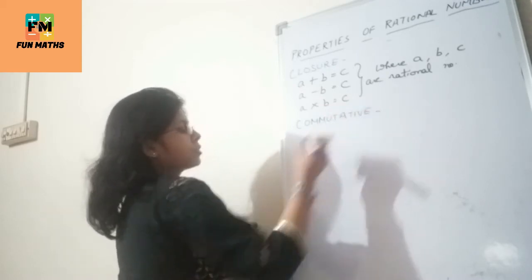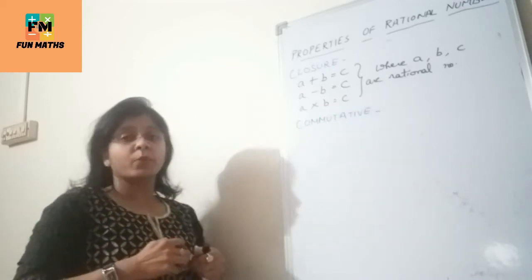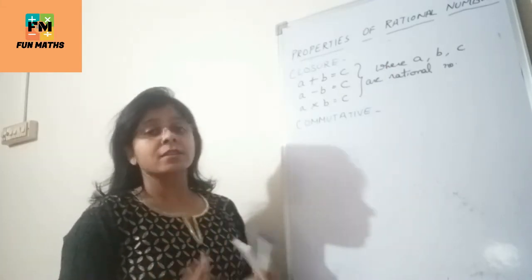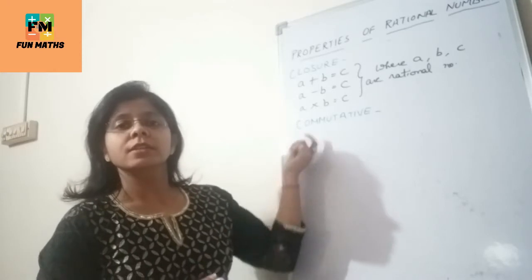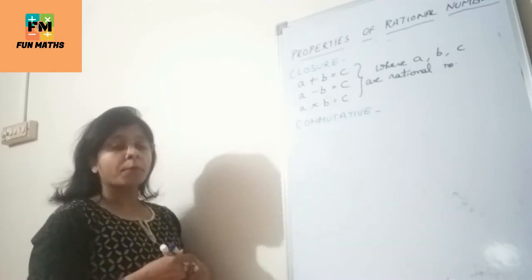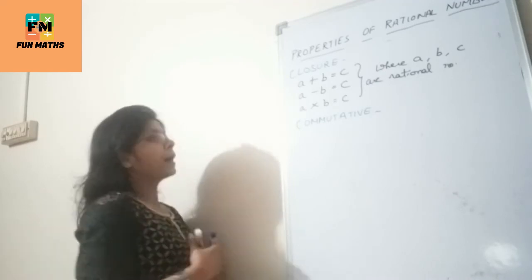So what is commutative? Commutative we have checked with two numbers, right? If we swap two numbers, then the answer should not be changed. This is the commutative property, right? So we have seen that rational numbers are commutative under addition and multiplication.